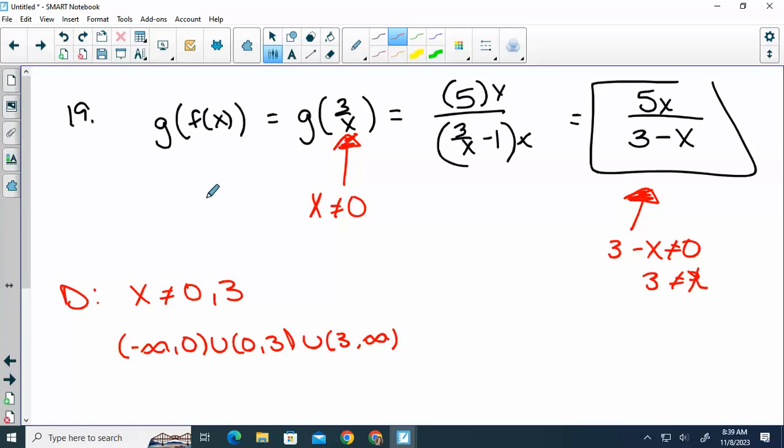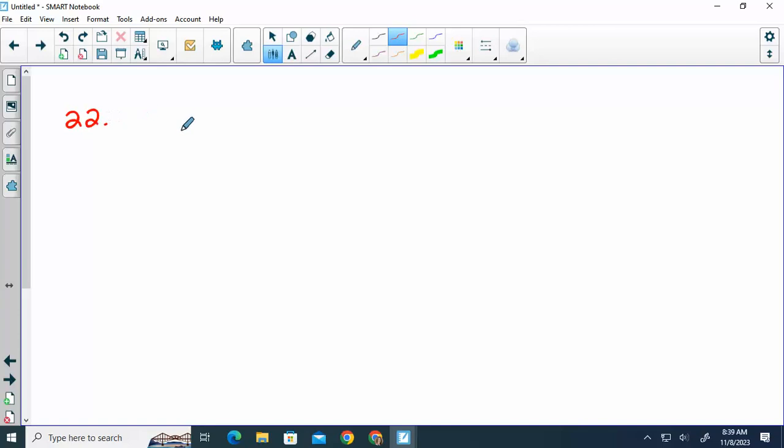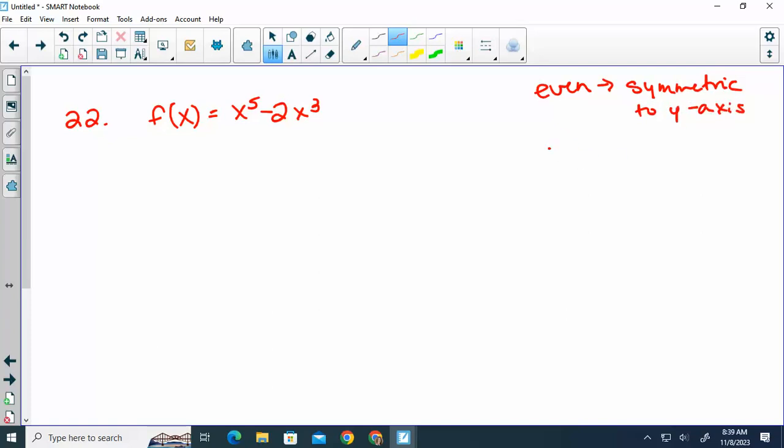Um, 21, you just draw your graph and look at the domain. 22, this was another even and odd question. So my function, even is the same thing as symmetric to the y-axis. Odd is the same thing as symmetric to the origin. So you have some options for how to do this.